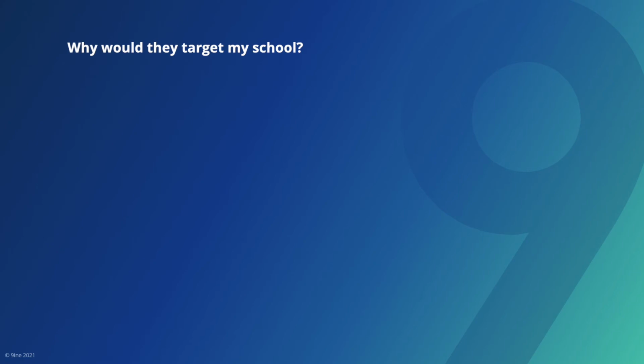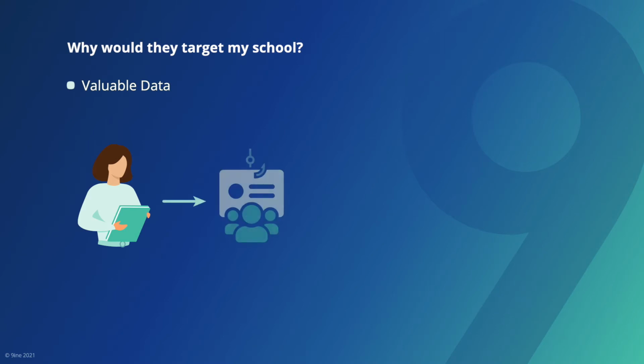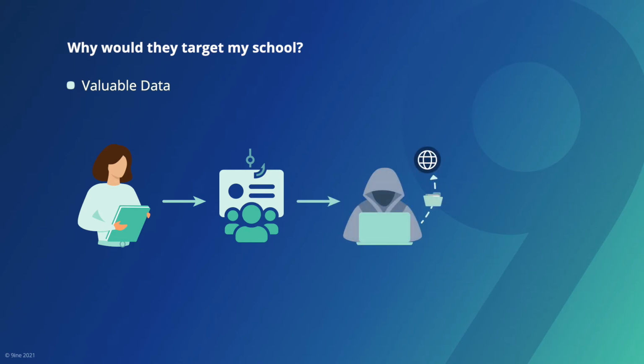So why would people target your school? Firstly, schools hold a wealth of information, from intellectual property to sensitive data on pupils, parents, and staff. While this isn't as valuable as financial information, it opens up the possibility of impersonating someone to mount a phishing attack, as well as selling the data on the dark web.